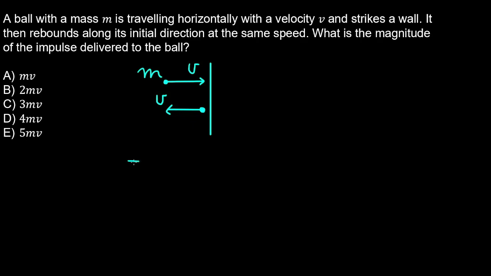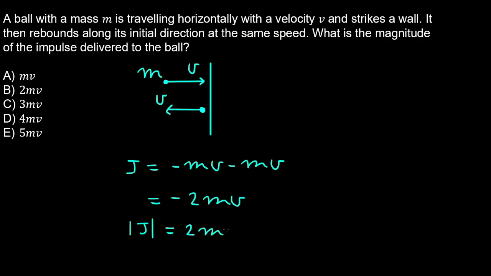Well, the impulse is the change in linear momentum of the particle. So the final momentum is minus mv minus the initial momentum, which is mv, so that gives minus 2mv. And therefore the magnitude of the impulse, which is a vector, is 2mv. And the correct answer is B.